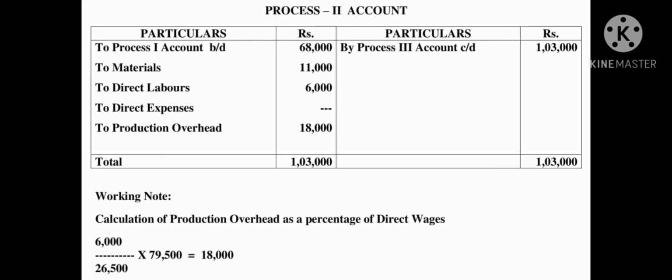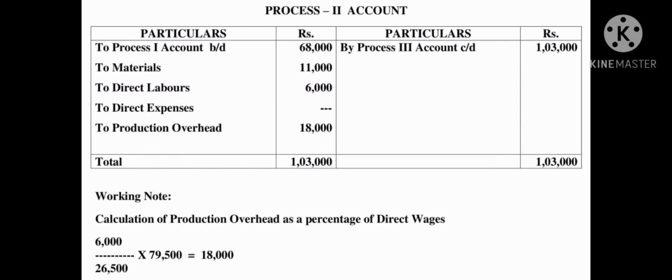So to process 1 account brought down 68,000, and apart from that, the actual values given in the sum are the material and the direct labors, so we are taking them, but there is no value for direct expenses. But for the formality, I have mentioned it, though there is no value. Okay, so that is direct expenses. And further, there is no more extra or additional information.